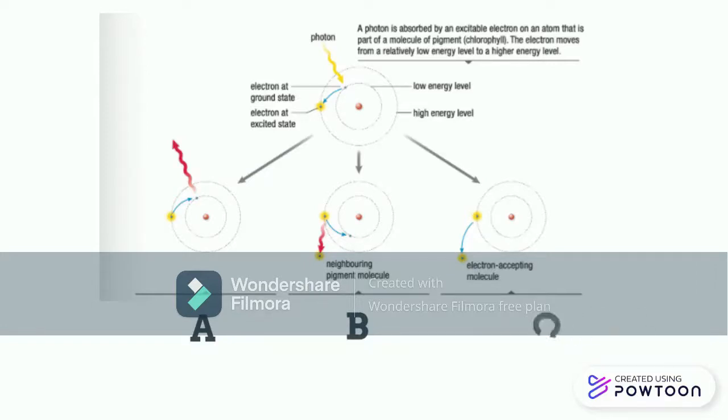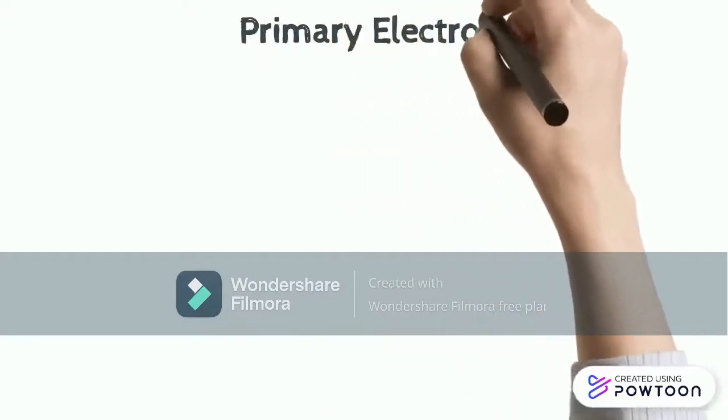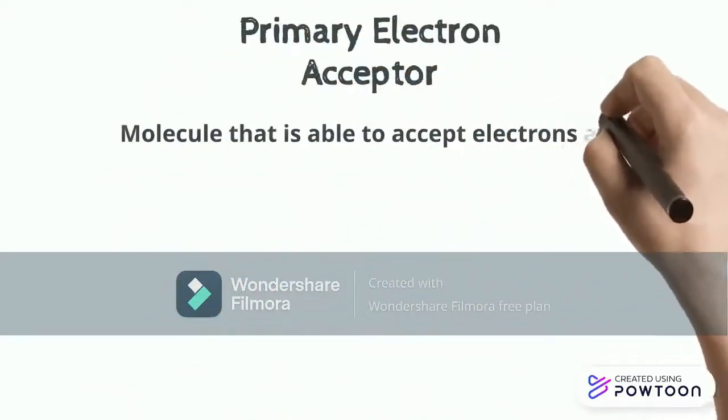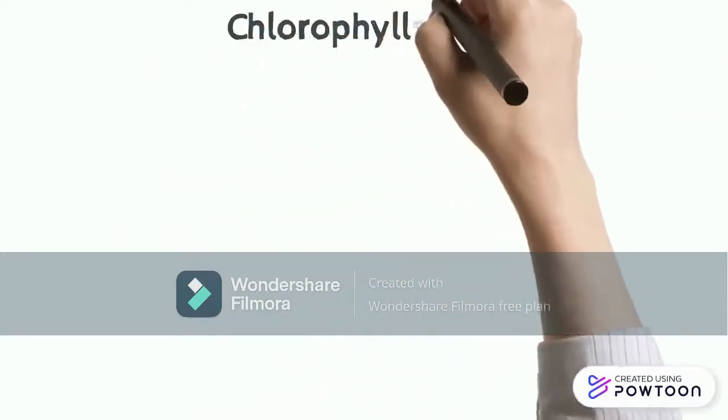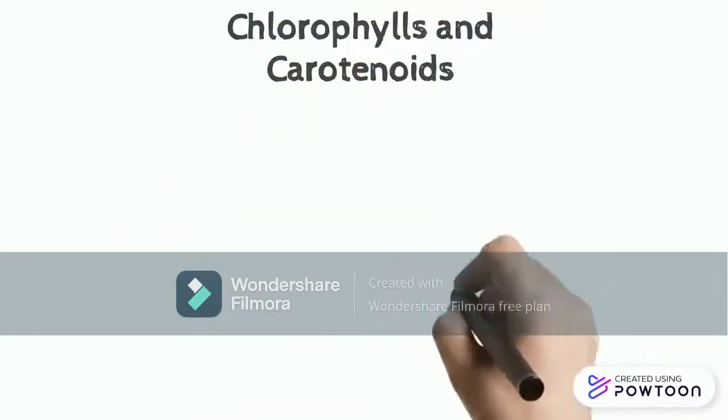Finally, outcome C is when the high energy electron is accepted by an electron accepting molecule, which is known as a primary acceptor. By the way, a primary acceptor is a molecule that is able to accept electrons and become reduced during photosynthesis. Next, we are going to be talking about how chlorophylls and carotenoids cooperate in light absorption.